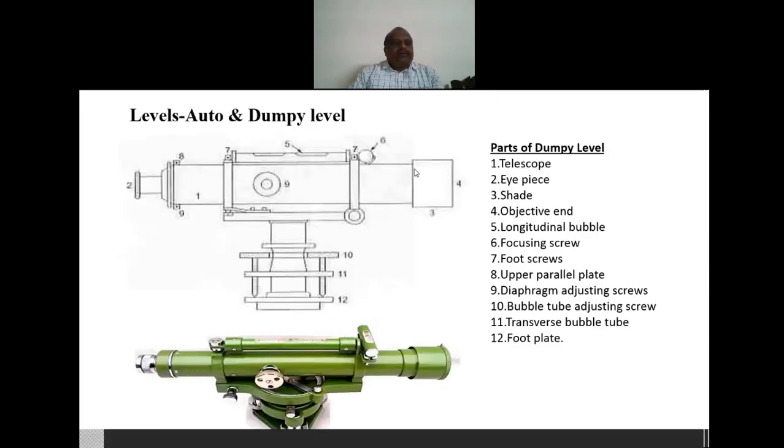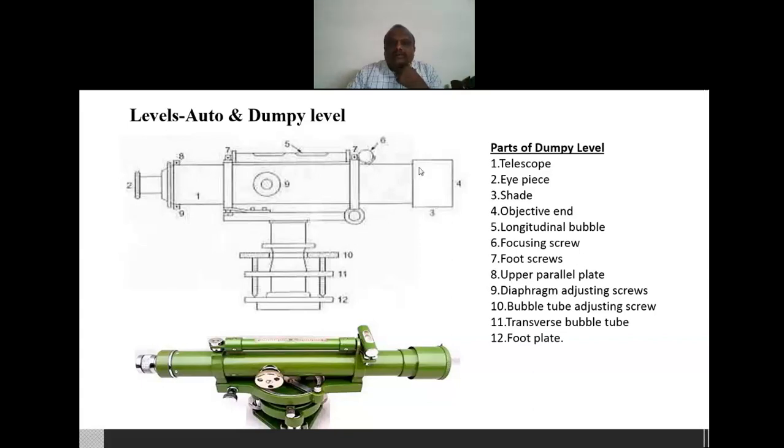The dumpy level consists of a telescope, generally of the internal focusing type, fixed on a vertical spindle. Both the telescope tube and vertical spindle are cast as one piece. The leveling head consists of two parallel plates held apart by three leveling screws. The upper plate is called the tribrach and the lower plate is called the trivet stage. The telescope can be rotated about its vertical axis in a horizontal plane.